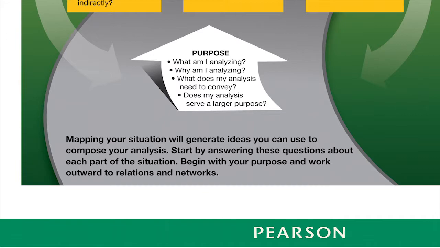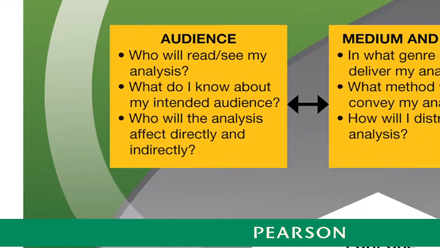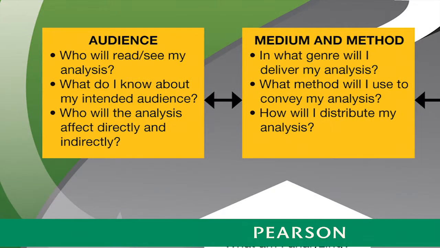Once they have a sense of their purposes in conducting analyses, students should then begin asking about who will be reading their analyses, asking questions to determine what they know about their audience. At the same time, students should consider in what medium and by what method they will convey the details and the results of their analysis. The questions they ask about medium and method should be asked in conjunction with their questions about audience, since their responses to each will inform each other.